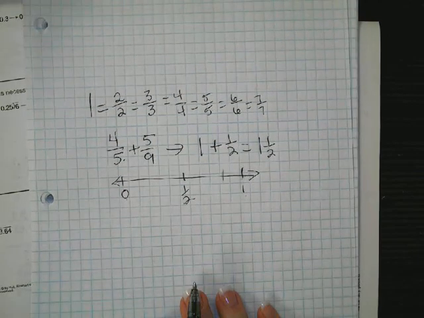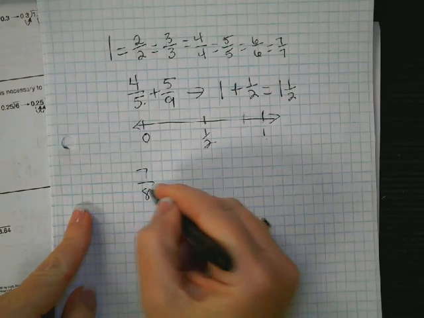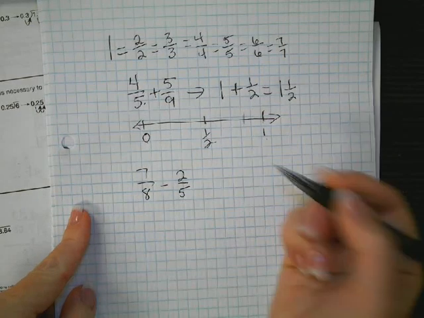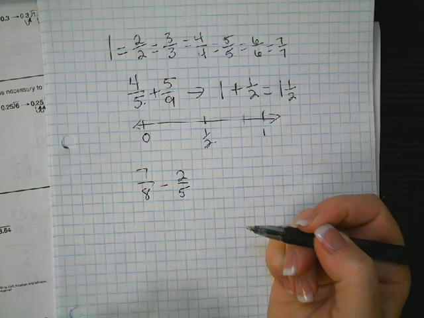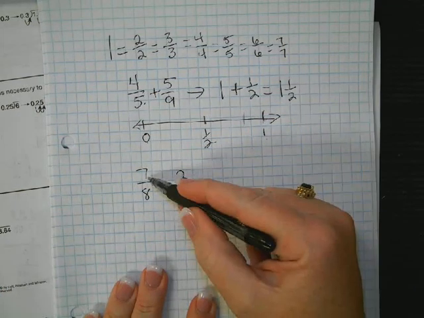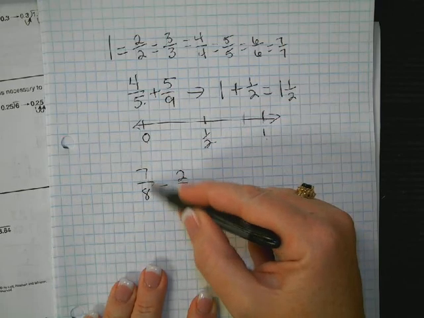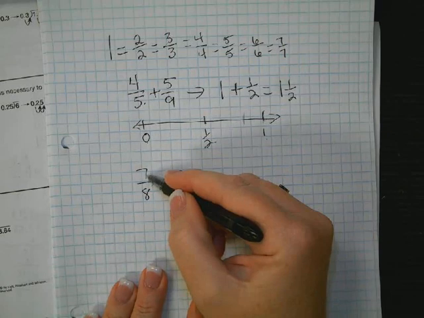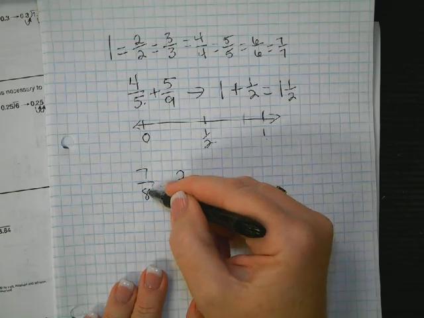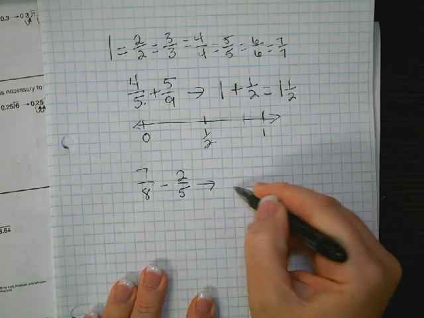All right, let's do another one. Let's do 7/8 minus 2/5. So let me write that down. Now I'm going to estimate these. Let's estimate using this number line. Now let's look at 7/8. Wow, that's almost 8/8. That's almost the whole thing because I know 1 whole is 8/8. So 7/8 is really close, so I'm going to say that's going to be 1.